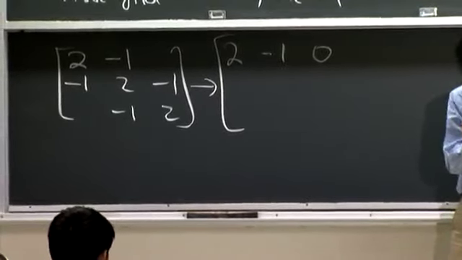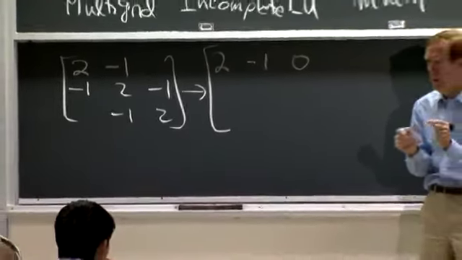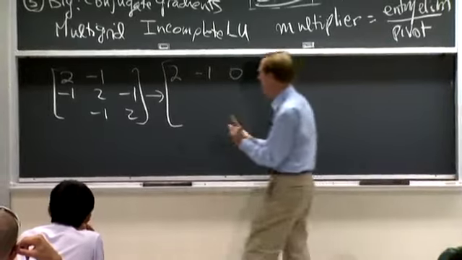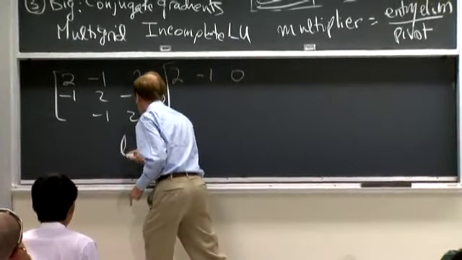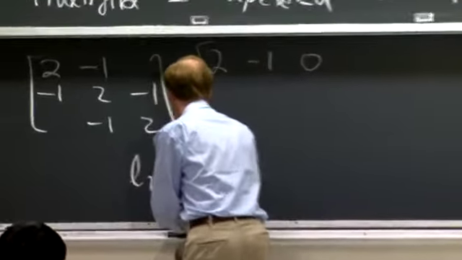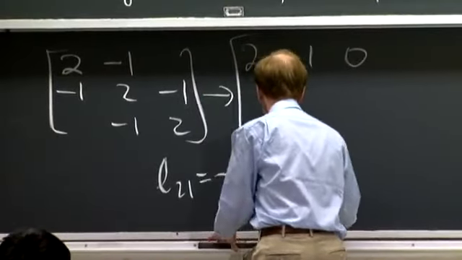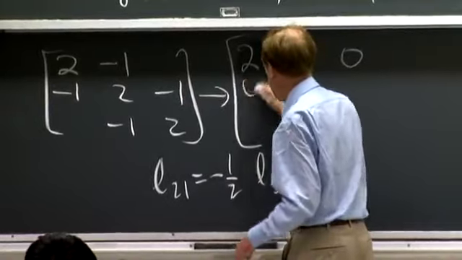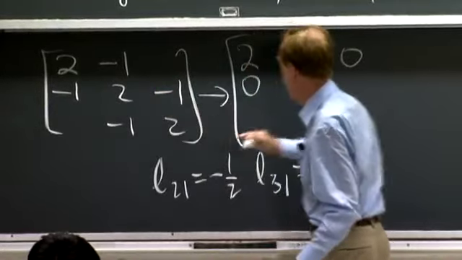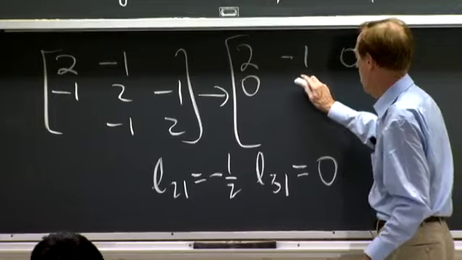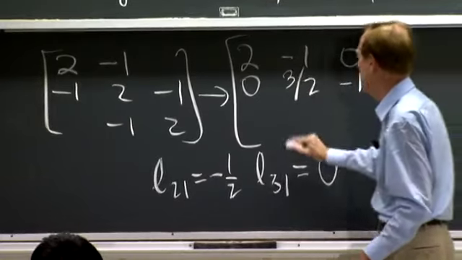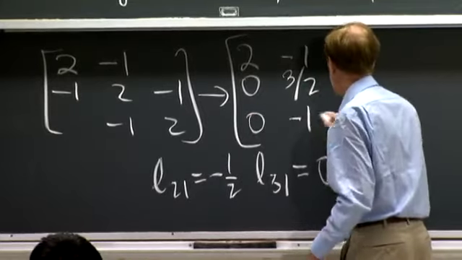You're not as quick as MATLAB. MATLAB's ahead of you. So the multiplier is negative a half. Negative a half. So the multiplier L21 is negative a half. L31 will again be 0. And let's use it so it knocks that guy out. And what did that number come out to be? Do you remember? That was 3/2. I think we looked at that once. And that would be all the same.